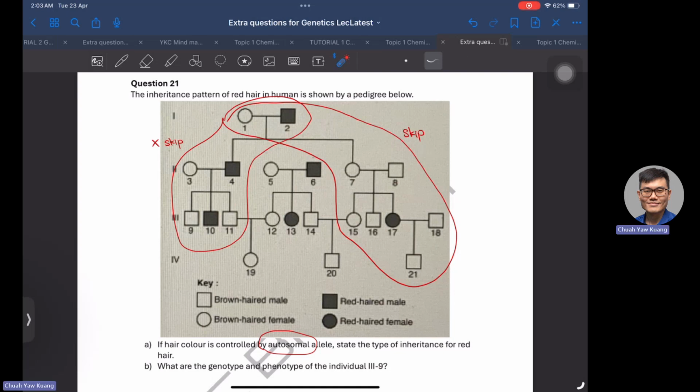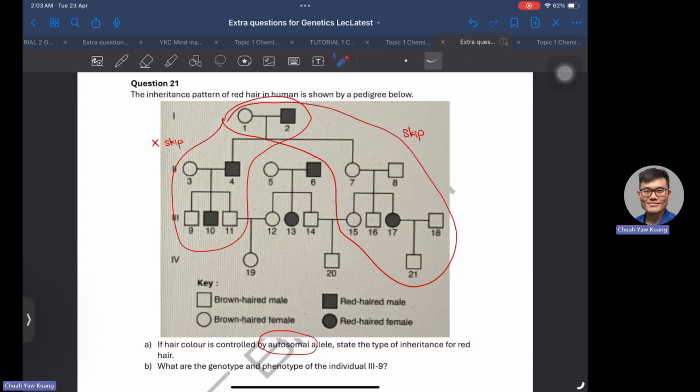That means both of the parents have red hair, and then give birth to at least one child that does not have red hair, that has brown hair. Okay, you look into that. So in that, you try to find either both parents not affected producing an affected child, or you look for both parents affected producing an unaffected child.